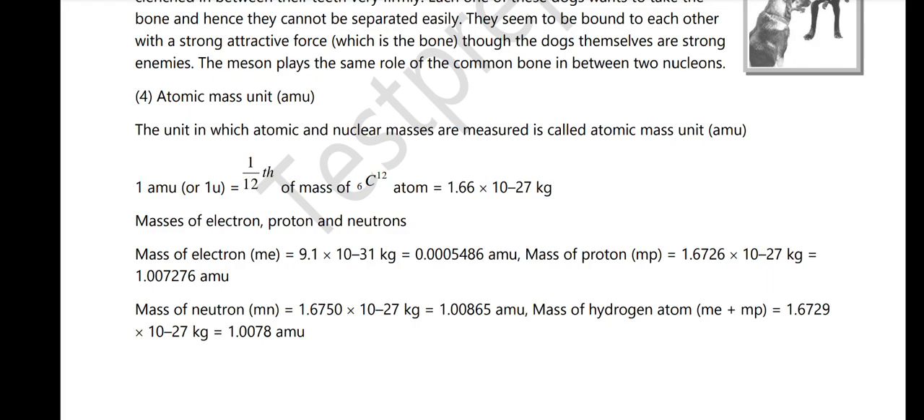1 AMU or 1 U is equal to 1 by 12th of the mass of carbon 12, 6C12. The atomic mass unit value is 1.66 into 10 to the power minus 27 kg. Similarly, the mass of an electron is 9.1 into 10 to the power minus 31 kg, which will be 0.000548 AMU. The proton is 1.6726 into 10 to the power minus 27 kg, which if we convert it, becomes 1.007276 AMU. Neutron also you can see.